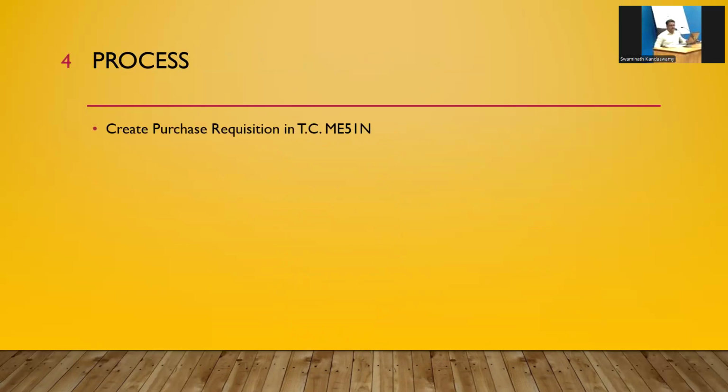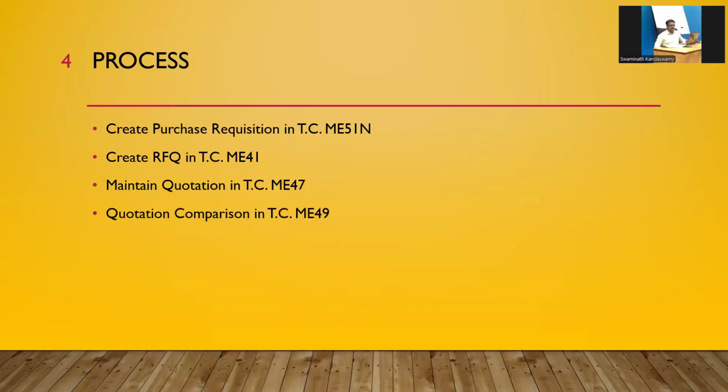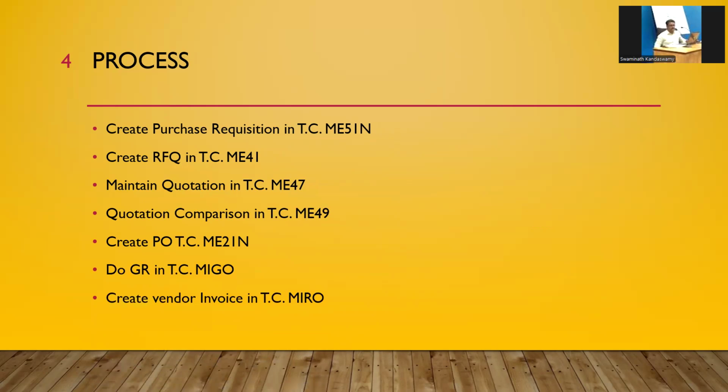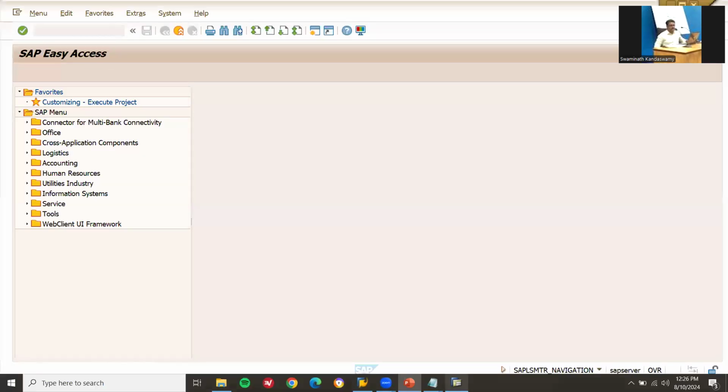The process we're going to see is: we create a purchase requisition in ME51N, a request for quotation in transaction code ME41, then maintain the quotation in ME47, quotation maintenance ME49. Finally, I'm going to create the purchase order, order confirmation, goods receipt, and vendor invoice. Let's go to the SAP system, to ME51.